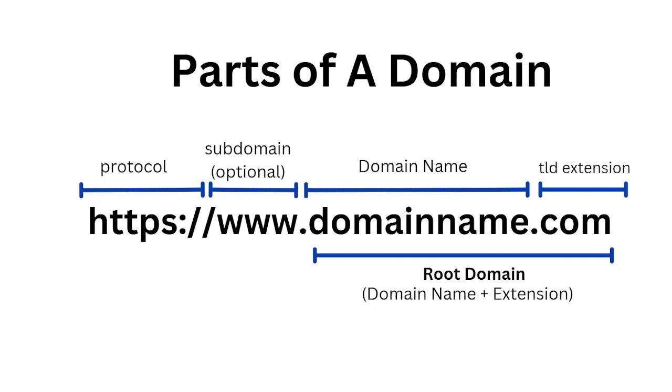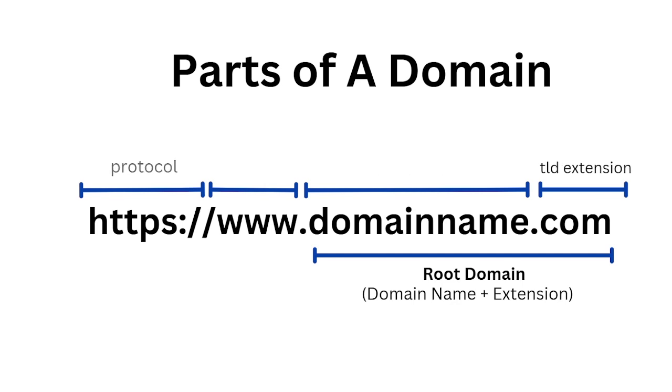Now, the subdomain, which is optional, then we have the domain name and the TLD, top level domain extension. It can be .com, it can be .org, and so on. We'll get to understand when and why you need to use which of these domain extensions. So the major domain, the root domain, is the domain name and the extension, as for instance google.com. That's the major domain.